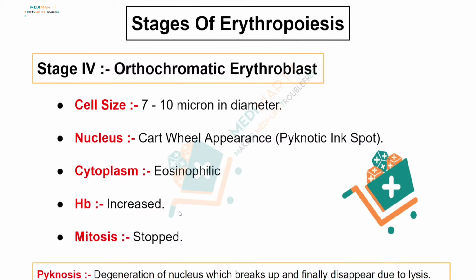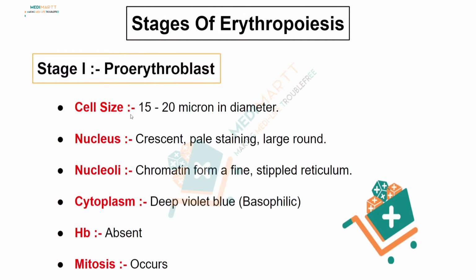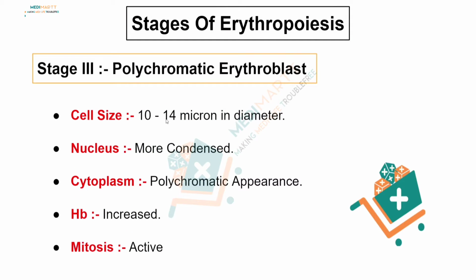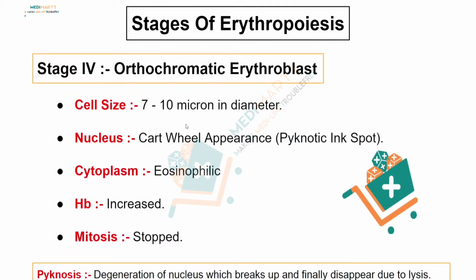Moving on to the next stage, stage 4, the orthochromatic erythroblast. Cell size is 7 to 10 micron in diameter. As we move towards the later stages, cell size is rapidly decreasing. In the first stage it was around 15 to 20 micron in diameter, in stage 2 around 12 to 16 micron, in stage 3 around 10 to 14 micron, and in stage 4 it decreases again to about 7 to 10 micron in diameter.